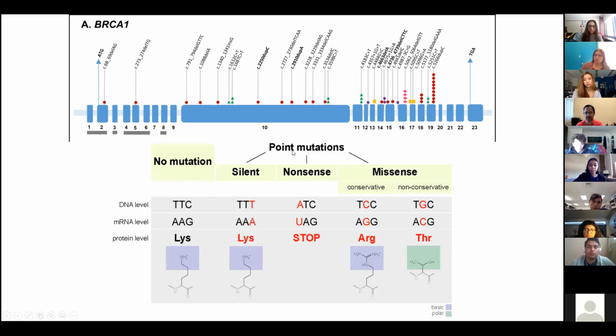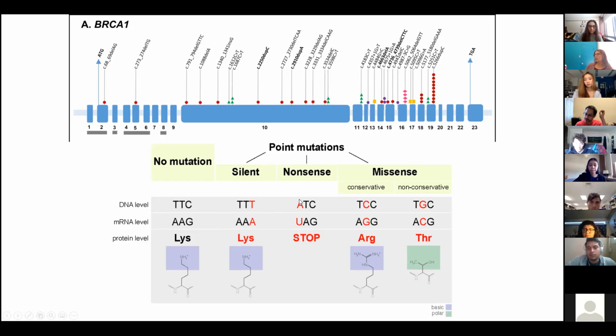So if we have a point mutation that is silent, that will change the sequence of the DNA and the RNA, but there is no change at the protein level. So that's a silent mutation. And there are a lot of those mutations going on in our cells all the time. So we don't realize, and nobody will see that we have that mutation because it's silent. Nothing happens to the protein, nothing happens to the function of our cells.